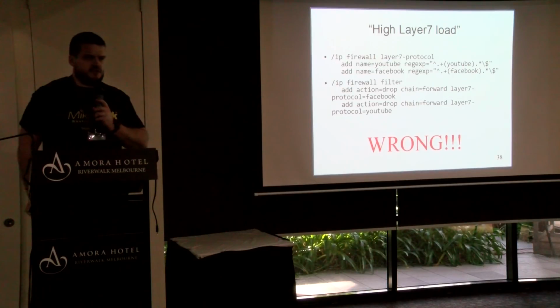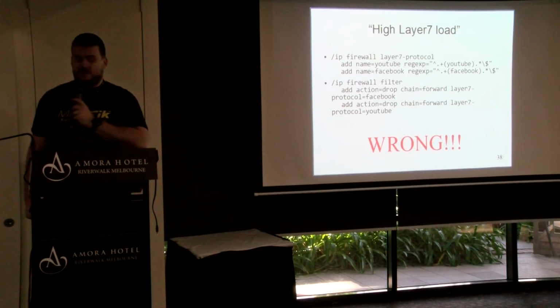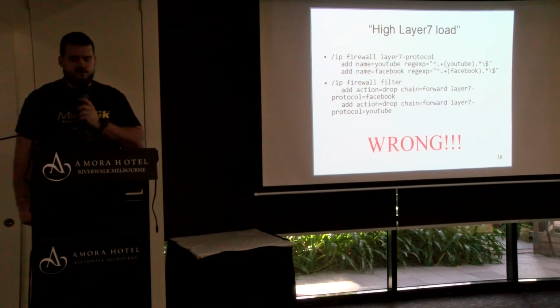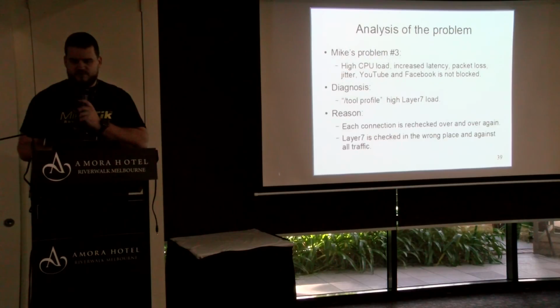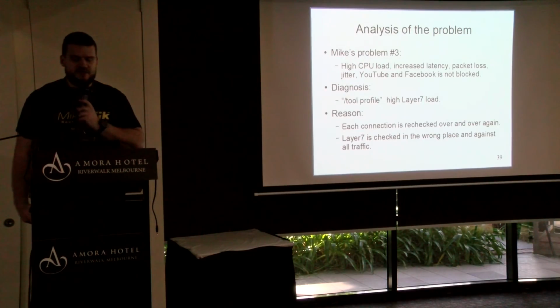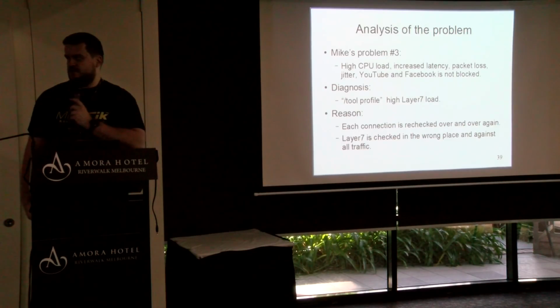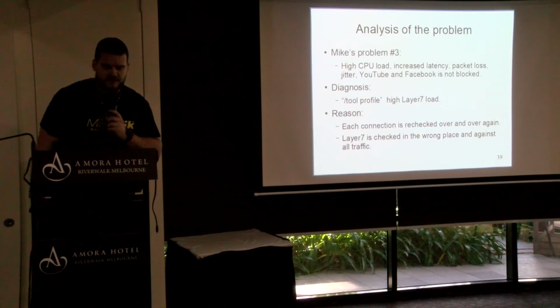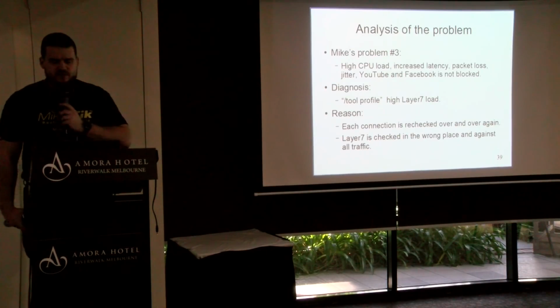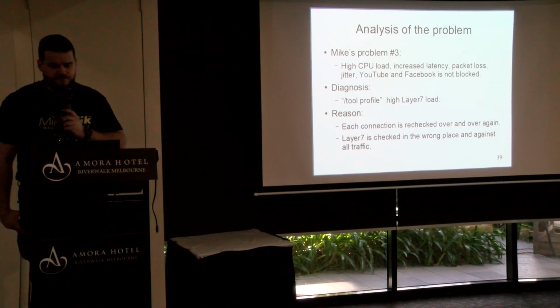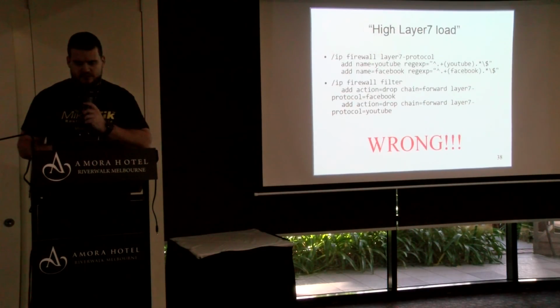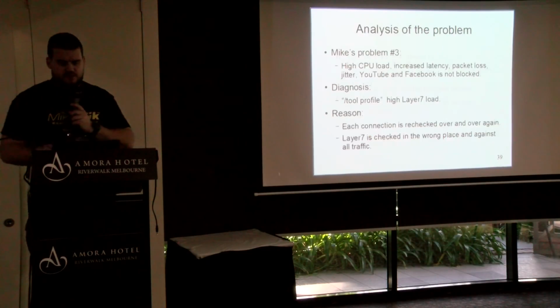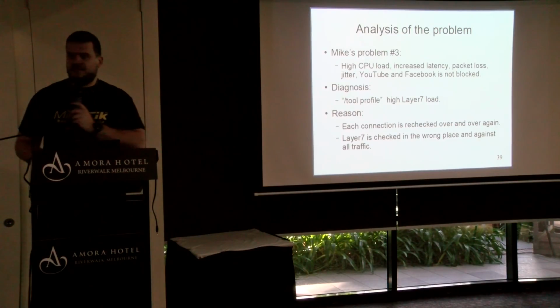Of course, the first logical conclusion that he comes to is to use layer 7. He finds the first most popular regex on the network, puts them on, and this configuration is wrong for many reasons, because there will be high CPU load, increased latency, packet loss, some jitter, and the funny thing is YouTube and Facebook will not actually be blocked. So you get all the minuses without actual benefits. In tool profile, you will see high level layer 7 load. The reason is that this implementation with the simple drop rule forces connection tracking to recheck the same connection over and over and over again.